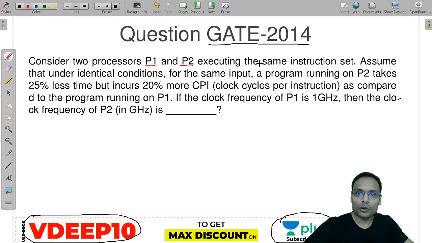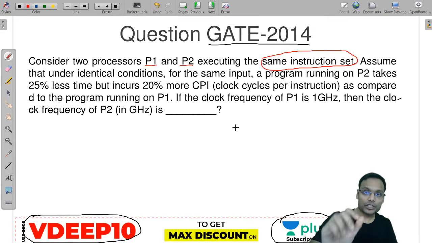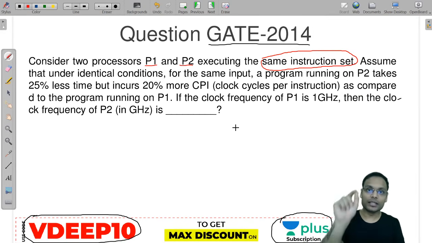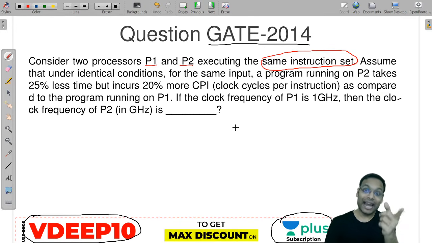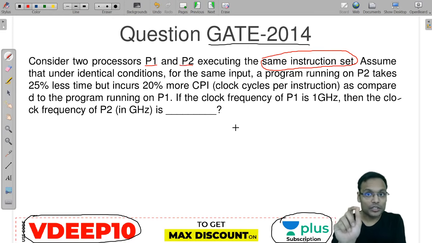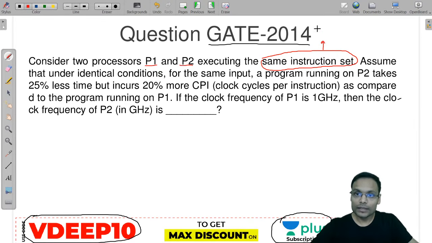These two processors, P1 and P2, are executing the same instruction set, which means the types of instructions P1 supports are exactly the same as those supported by P2. The instruction numbers and types are exactly the same in CPU number 2. If an addition instruction is like this in P1, it is the same in P2. If there is a move instruction in P1, then in P2 also. So the same number and same type of instructions are supported by the processor. These instructions are not program instructions. These are the instructions which a processor can support, right? So same instruction set means same type of instructions supported.